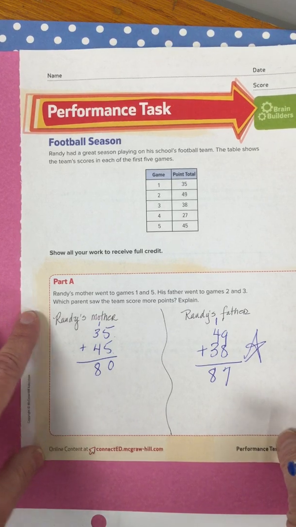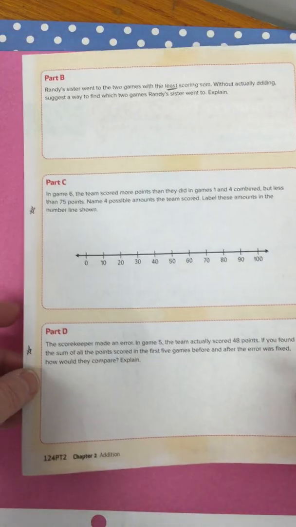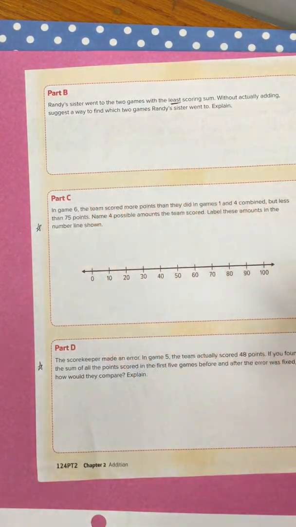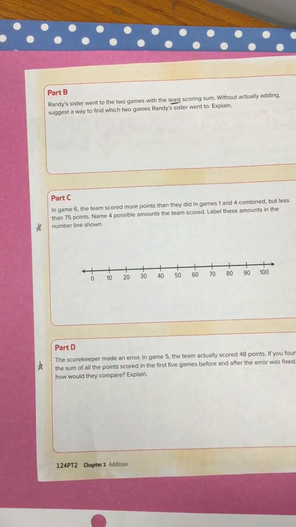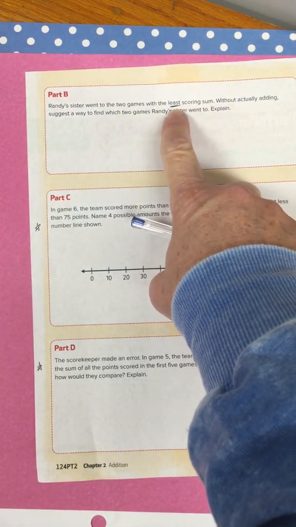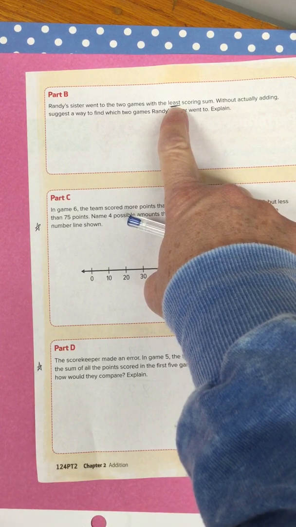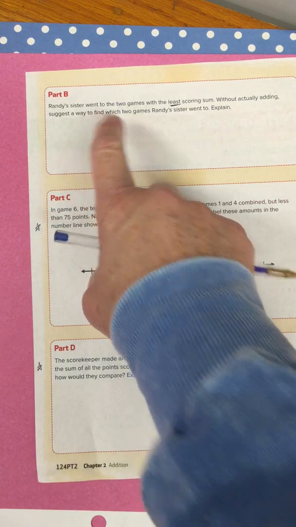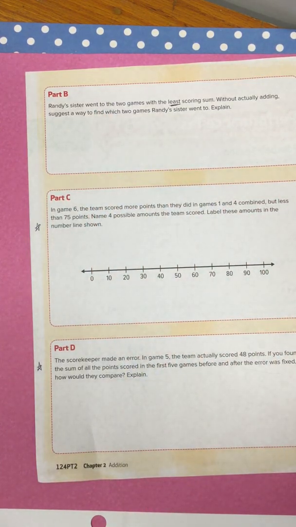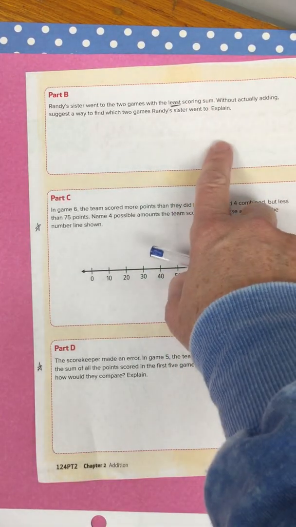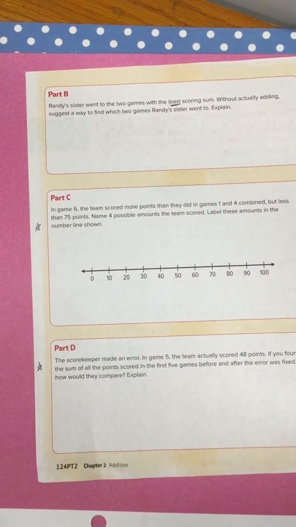Okay, now you can do that same similar work on your performance task slide today, you're also going to see these a little bit more in depth. So let me read these through to you. Randy's sister went to the 2 games with the least scoring sum. So you've got to determine that based on the first page in the slides. Okay, without actually adding, suggest a way to find the 2 games Randy's sister went to. The least scoring sum. So then just give me a couple sentences on how you would do that. Which ones you would determine it was.